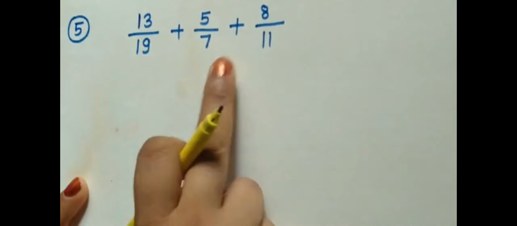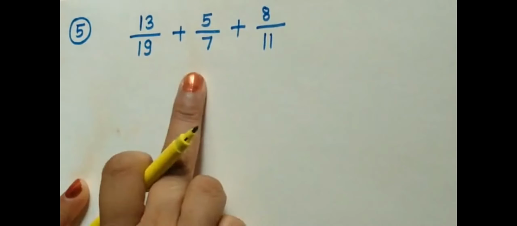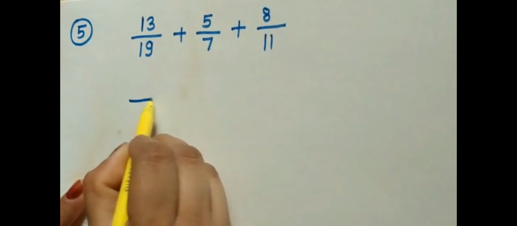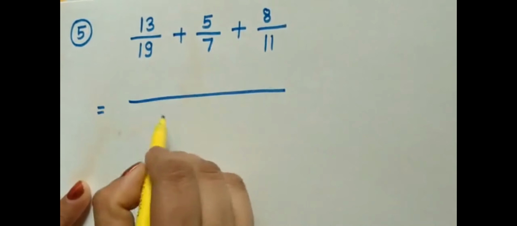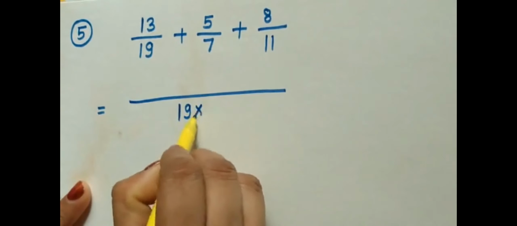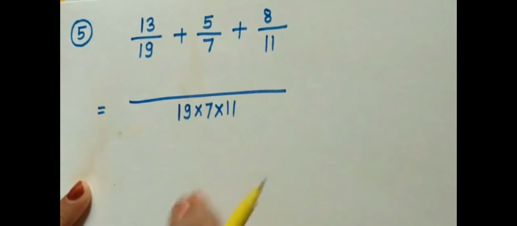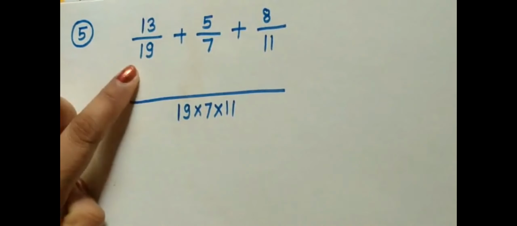Let's check example 5. 13 by 19 plus 5 by 7 plus 8 by 11. Here the denominators 19, 7 and 11 don't come in any table. So what we have to do, we need to write down the denominator 19 in the multiplication form of the other two denominators, that is 19 cross 7 cross 11.